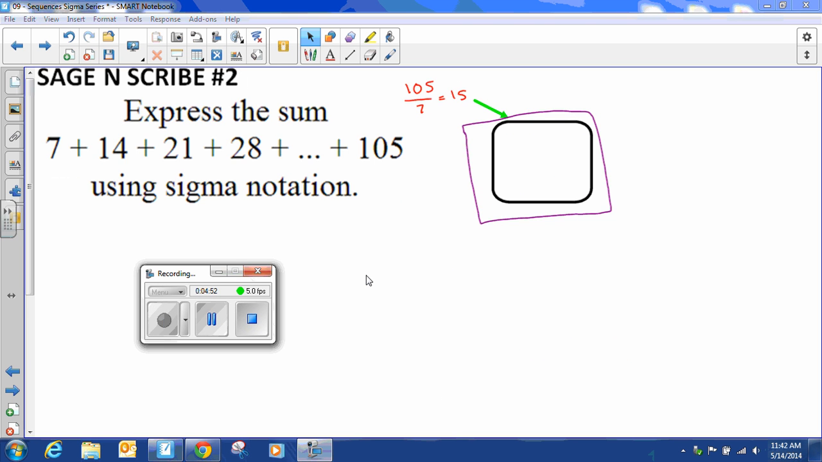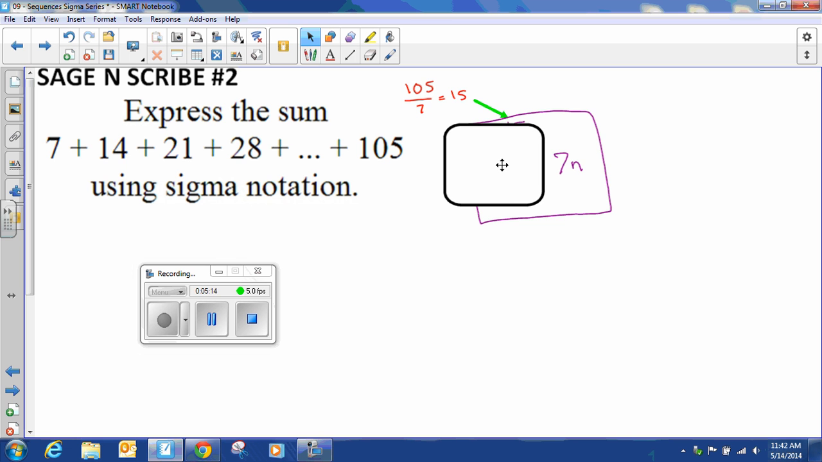Number 2, we need to express the sum here using sigma notation. So this is a lot like the other one with all the even numbers, 2, 4, 6, 8, up to the 45th term, but here we actually have this going up by 7s. So the sequence formula is 7n.